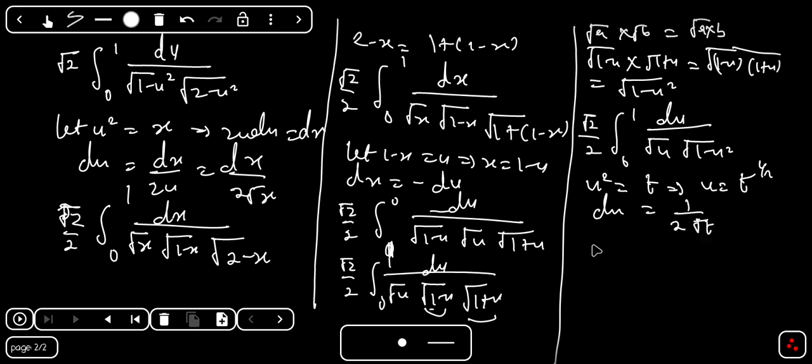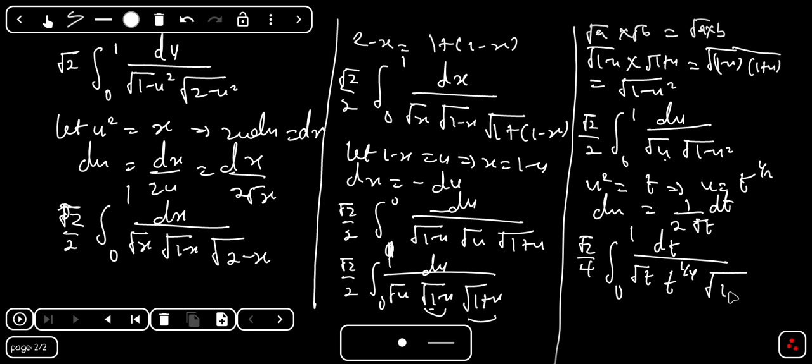All right. Then we are going to have square root of 2, then over 4 now. Then integral from 0 to 1. Then du, so that will be dt. So you forgot to put the dt. That will be dt, then over the square root of t. Then square root of u, so that will be t raised to the power of 1 over 4, then multiply by the square root of 1 minus t.